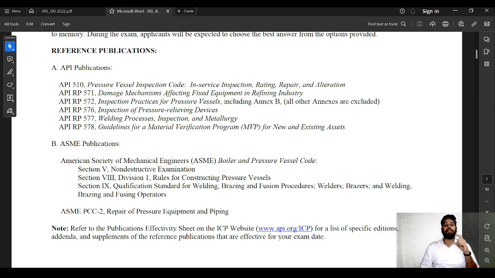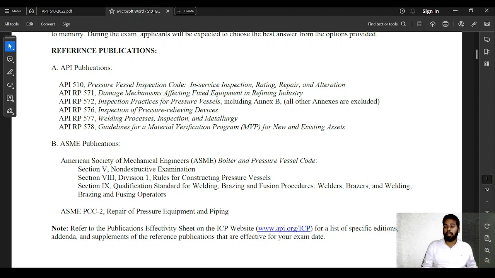Okay. So there are ASME publications that also we need to consider. The first is ASME section 5 that lays down all the requirements of non-destructive examination in a pressure vessel. ASME section 8, ASME section 8 division 1 is rules for construction of pressure vessels. So whenever a newer pressure vessel is constructed, the design requirements, the manufacturing requirements, the acceptance criteria, all of these things are going to be written in ASME section 8 division 1.